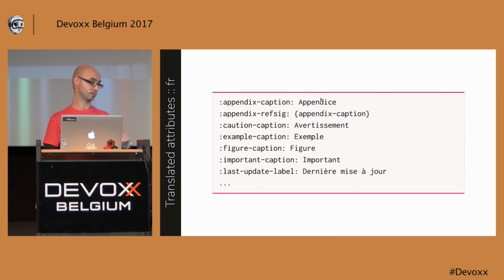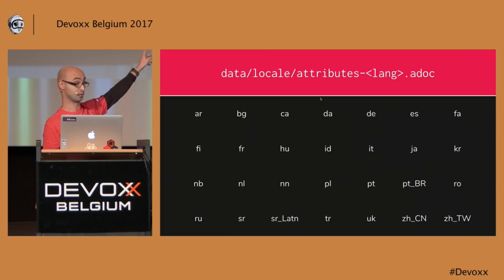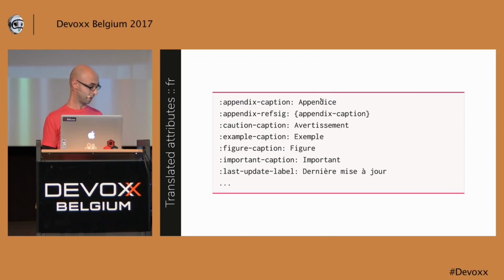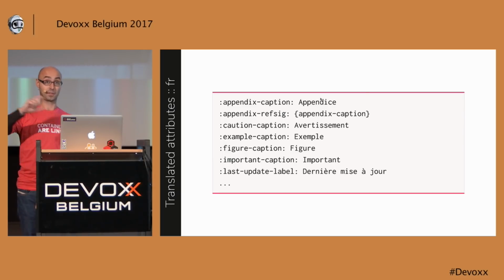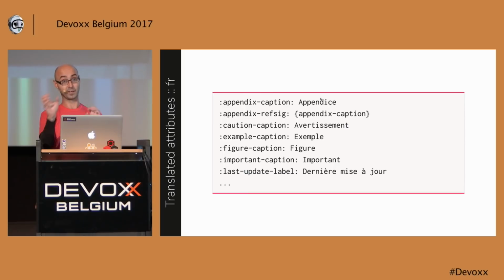And basically these translations are done this way. You create a file and send a pull request to data locale attributes menus, and then you put the line there, .adoc, and it's something like this. When there is an appendix caption, in this example of French, it is appendix. When you have a caution caption, it is advertisement, and so on and so forth. So you just need to provide the default labels that you want to be replaced at generation time by AsciiDoc.